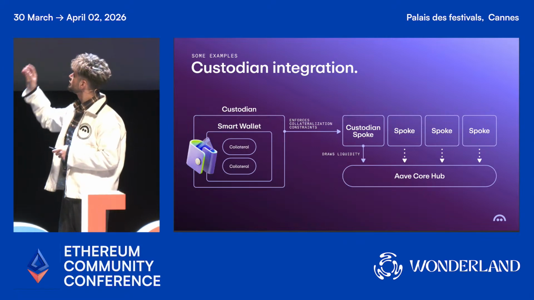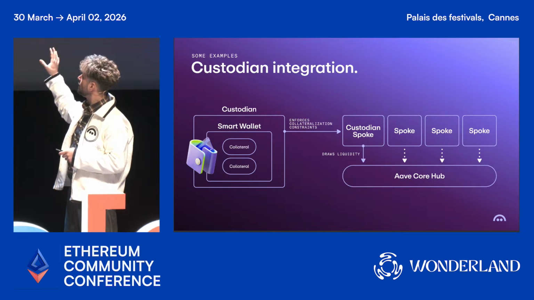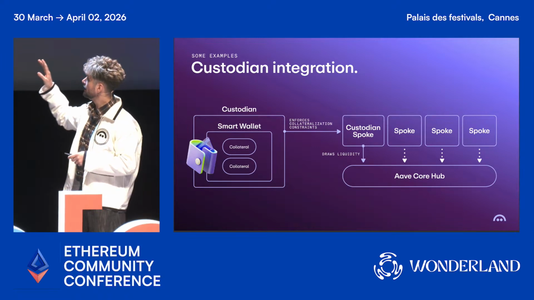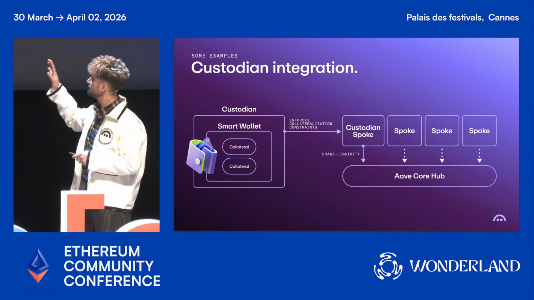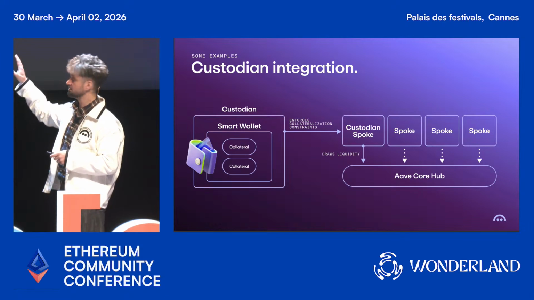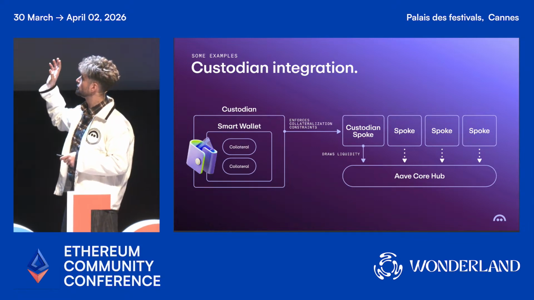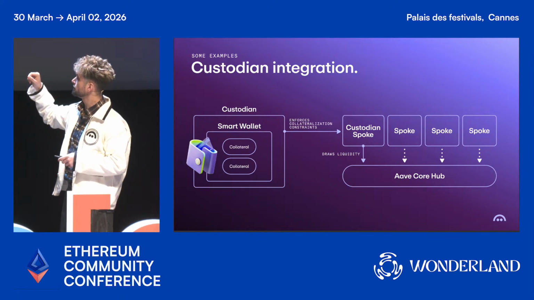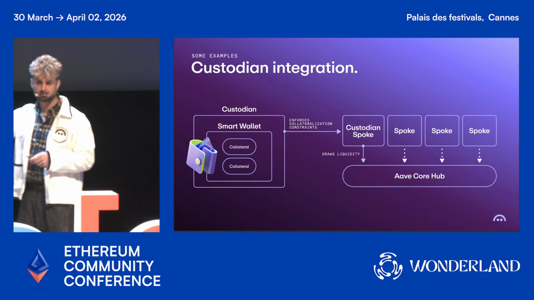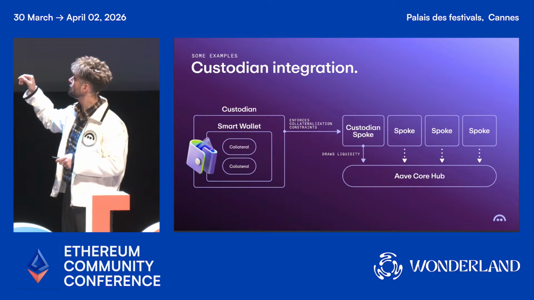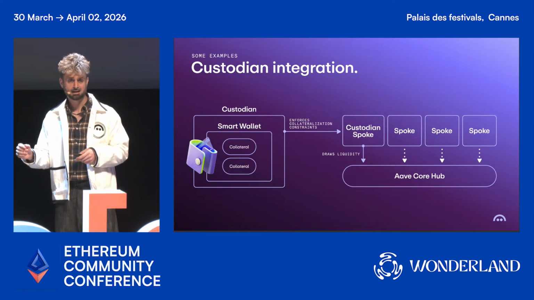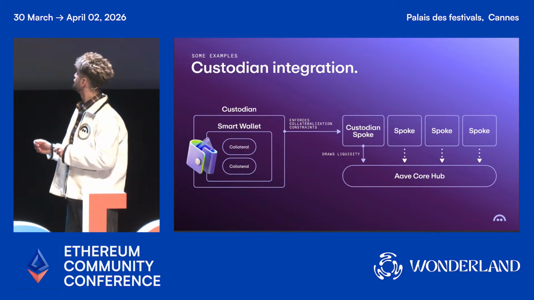Whenever we integrate spokes into hubs, every spoke will have a very precise debt ceiling. So the DAO is basically able to set the exact exposure of how much liquidity we want to give access to this particular spoke. So the custodian spoke would integrate with the smart wallet infrastructure of the custodians, would draw liquidity from the Aave core hub up to the caps that were set by the DAO, and the custodian spoke would then enforce collateralization constraints and eventually liquidation if that comes to happen.